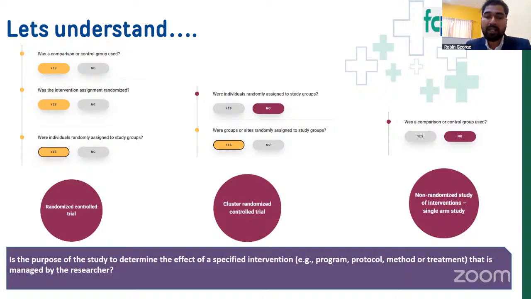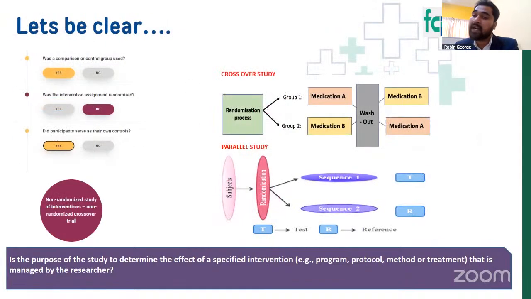So you see here, is a comparison group used? Yes. Is any system used to randomize the people, or computer based? Yes. And the people are assigned to groups, yes. Then it is randomized. Next you see cluster randomized, which means the individuals are not randomized, whereas the groups or the sites are. I told you, HCG has different sites. So if different sites or different groups are randomized, then it is cluster randomized. And if there is no randomization, then it is called a non-randomized study.